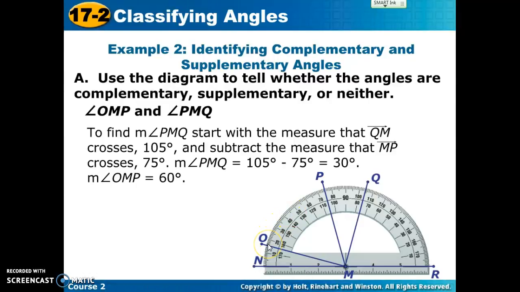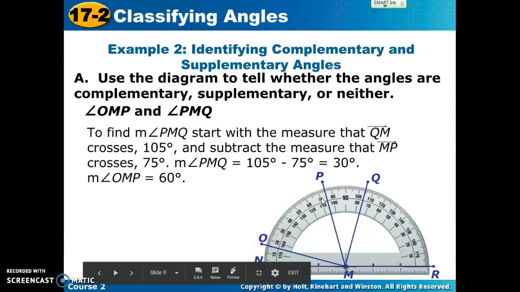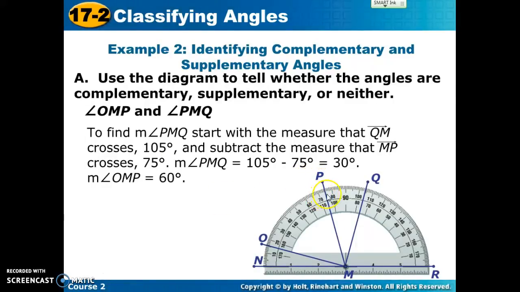So if we started at 15 and we went to 75, we now have a measure of angle OMP at 60 degrees, right? So we took 75 minus 15. There's 60 degrees in angle OMP. All right, so we have 60 degrees, okay? Now we want angle PMQ. So P is halfway between 70 and 80, so 75. Q is halfway between 100 and 110, which is 105. So 105 minus 75 gives us the measure of angle PMQ to be 30.